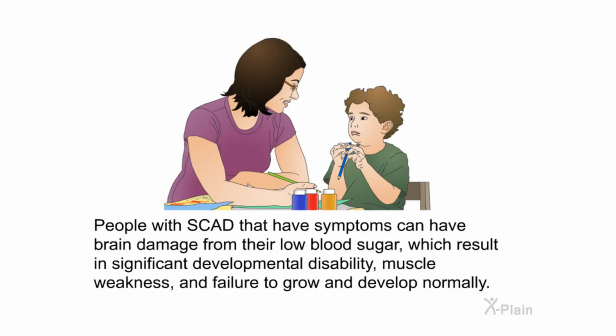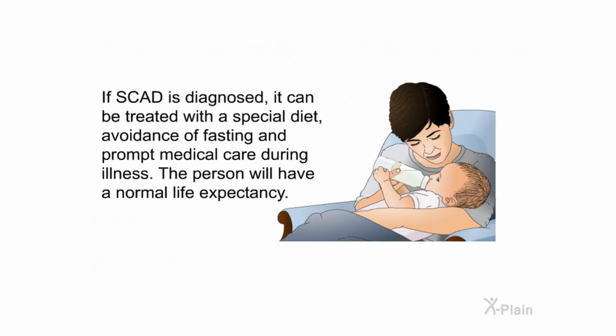People with SCAD that have symptoms can have brain damage from their low blood sugar, which results in significant developmental disability, muscle weakness, and failure to grow and develop normally. If SCAD is diagnosed, it can be treated with a special diet, avoidance of fasting, and prompt medical care during illness. The person will have a normal life expectancy.